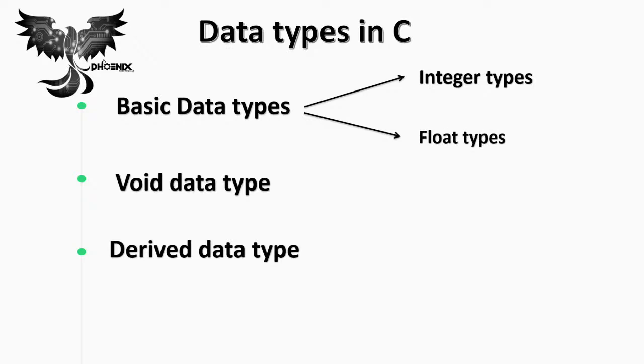Just listen to what I'm saying. Don't write anything if you're writing. We will share the PPT and the notes afterwards, so you can refer to them. Basic data types are integer data types and float data types. Then the void data type. Void means null. Derived data types are user defined, derived from other data types.